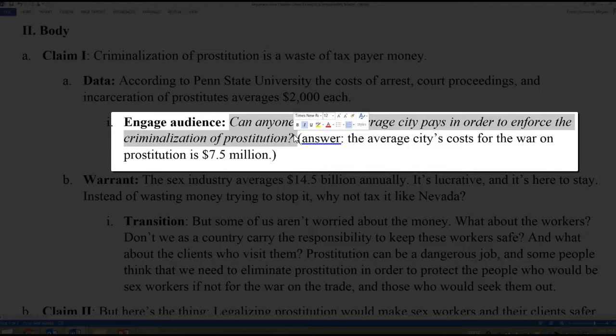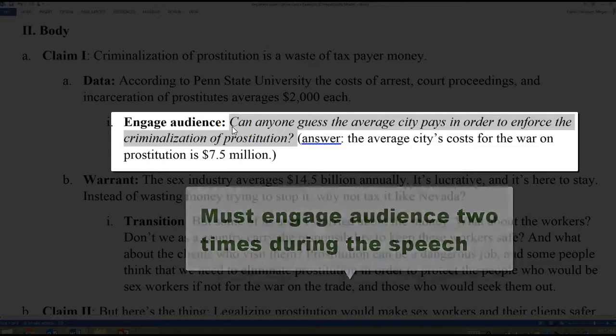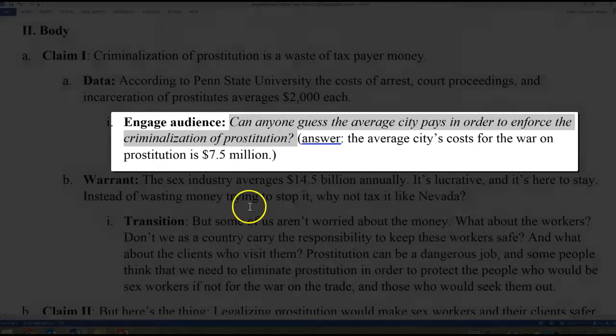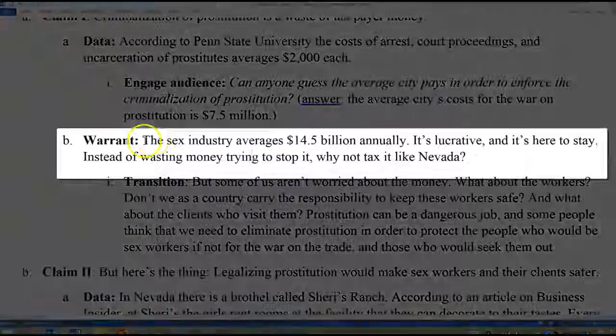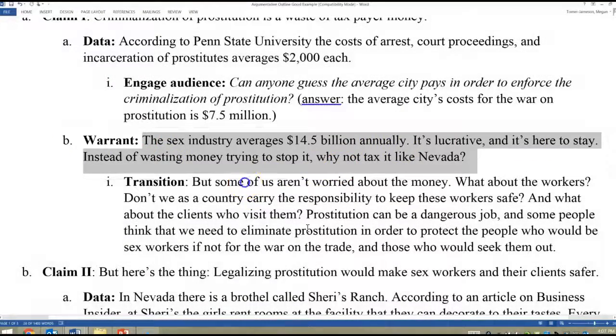Keep in mind you do have to engage the audience in 2 places in the speech. Now she put it here, you don't have to have it here, it's honestly wherever you want. It could be in the introduction and in another point, it could be in the conclusion, it's completely up to you. Then the warrant, remember, is connecting that information. So she's saying it makes this much annually, it's lucrative, so why not waste money, let's tax it like Nevada.